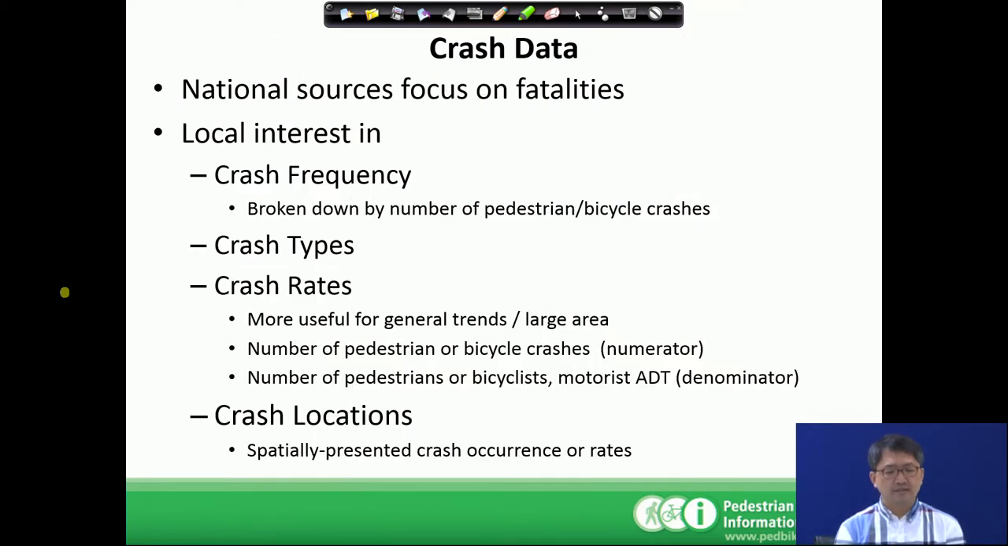Crash data is also important. There are many sources of crash data, and some locals are interested in number of crash frequencies, crash types, crash rates. The number of crashes is different than crash rate, because if you have a low flow road, the number of crashes might be small, but it's very significant. If you have a roadway with a high volume, the number of crashes might be high, but the rate might not be that high. In other words, you have 1,000 cars with 10 crashes versus 100,000 cars with 150. You cannot simply compare number of crashes. You should consider the crash rate as well, and also look at the trends over time, and crash locations are important.